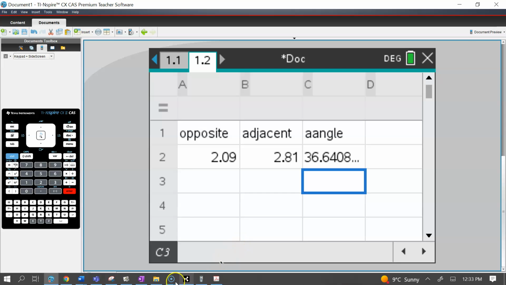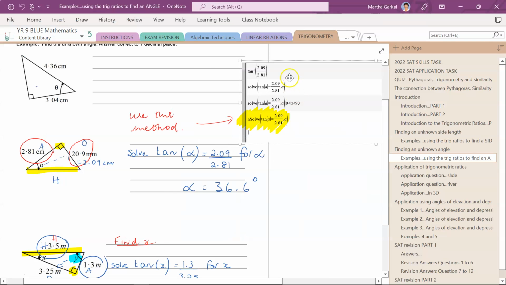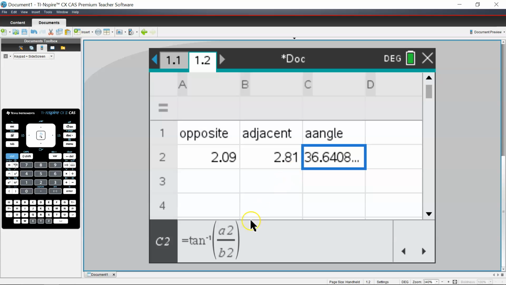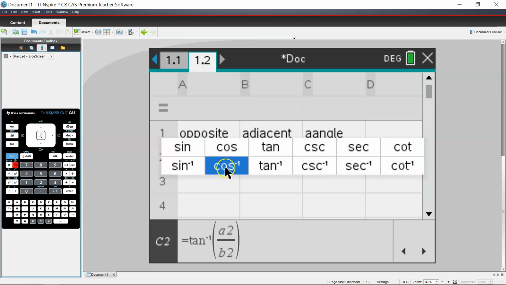So just recapping, when we're working normally, there are a number of ways we can use the calculator to use tan or cos or sine and find the angle. My preferred way on paper is the NSolve. But if we're working in the spreadsheet, then the easiest way is to just use this find the angle command. And if you're working with sine, then you've got inverse sine, and if you're working with cos, you've got inverse cos.